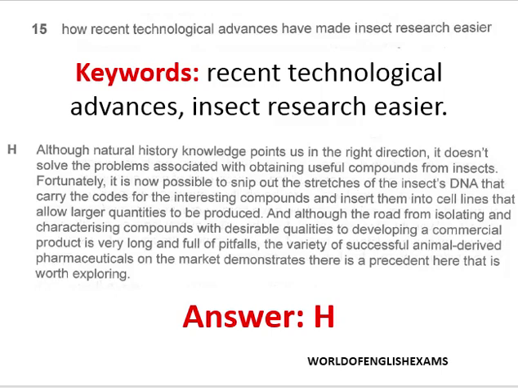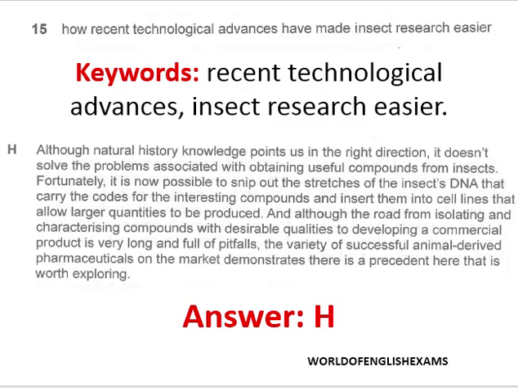So now let's read this paragraph and find out how the meaning is inferred from it. Although natural history knowledge points us in the right direction, it doesn't solve the problems associated with obtaining useful compounds from insects. So definitely natural history is helping us, but it is still very difficult to obtain the compounds from the insects. Fortunately, it is now possible. It is now possible is nothing but recent. Now is nothing but recent. So it is now possible to snip out the stretches of the insect's DNA that carry the codes for interesting compounds and insert them into cell lines that allow larger quantities to be produced.